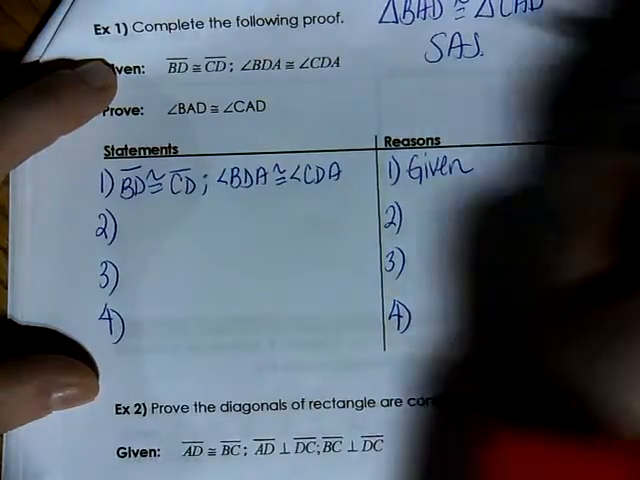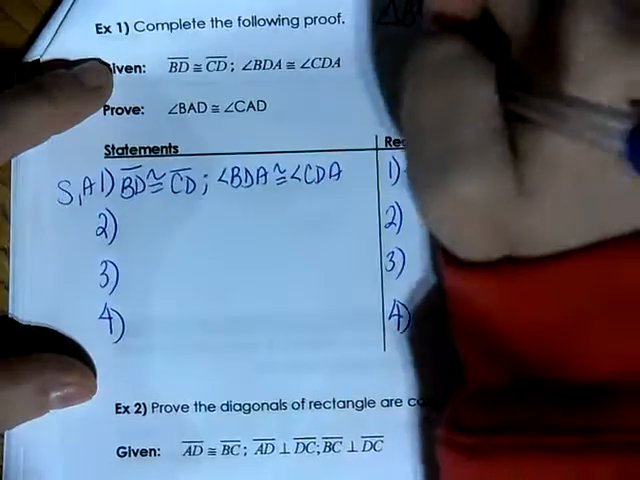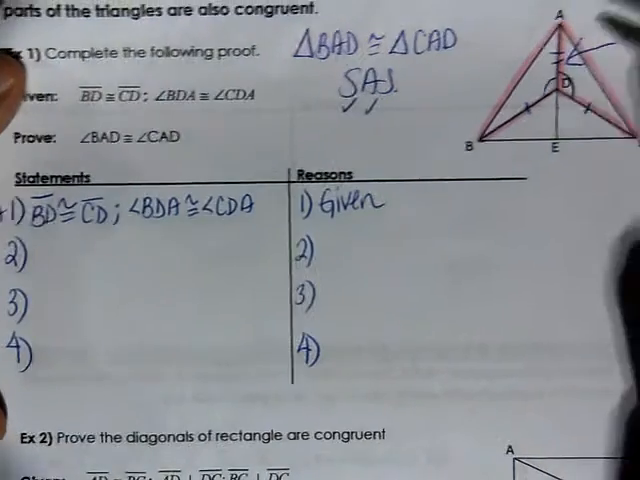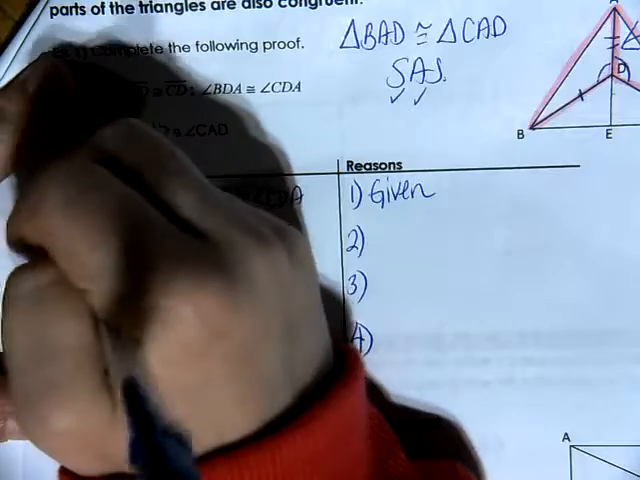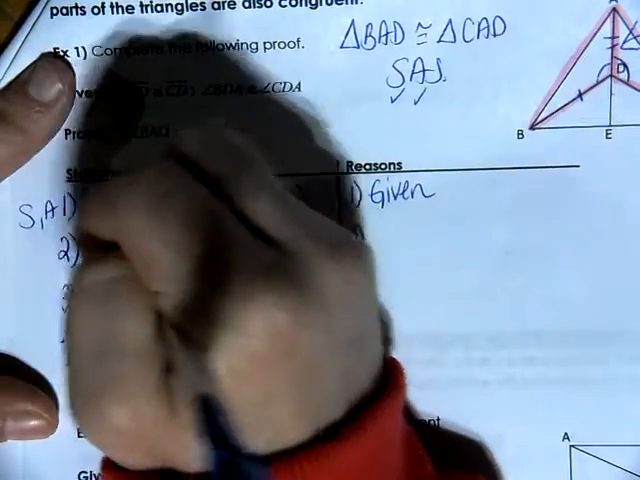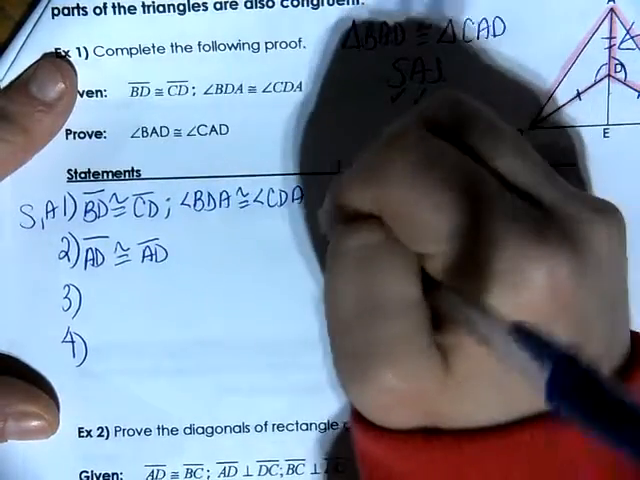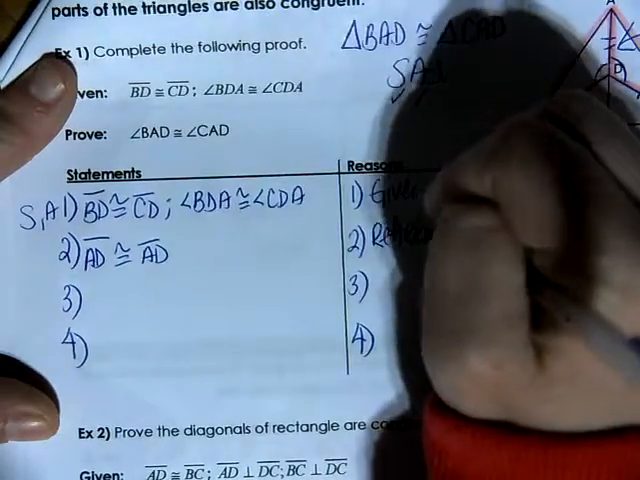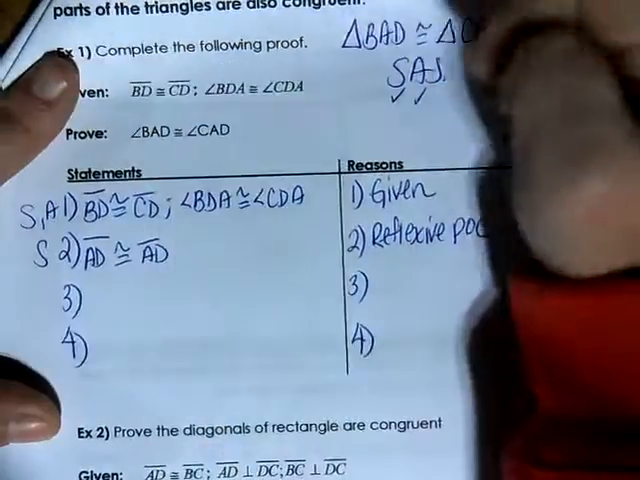And what I have here so far is a side and an angle. And so I always check mark those once I have that information identified. My last side is going to come from the reflexive property of congruence. And that is AD is congruent to AD by the reflexive property of congruence. And there's my last side.